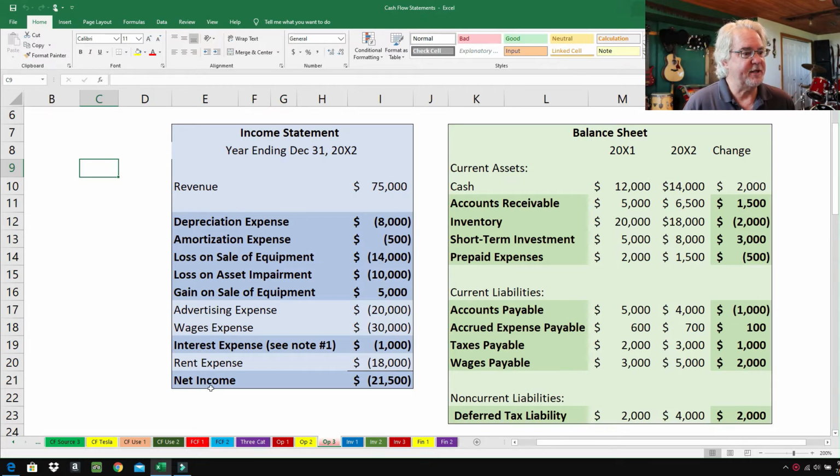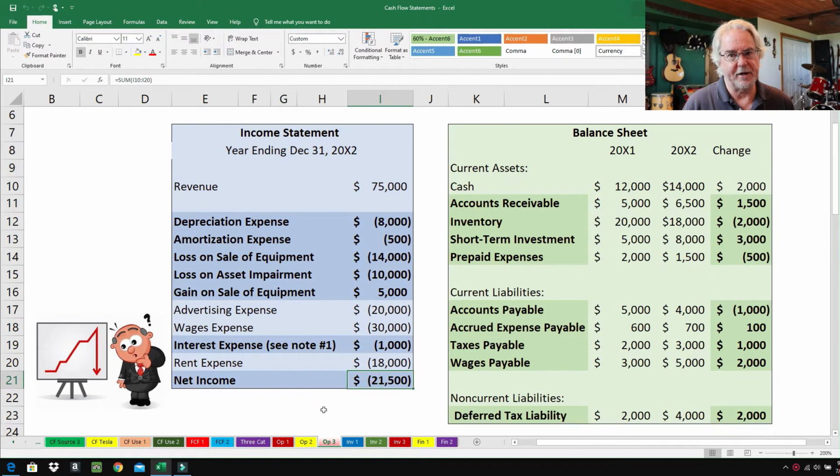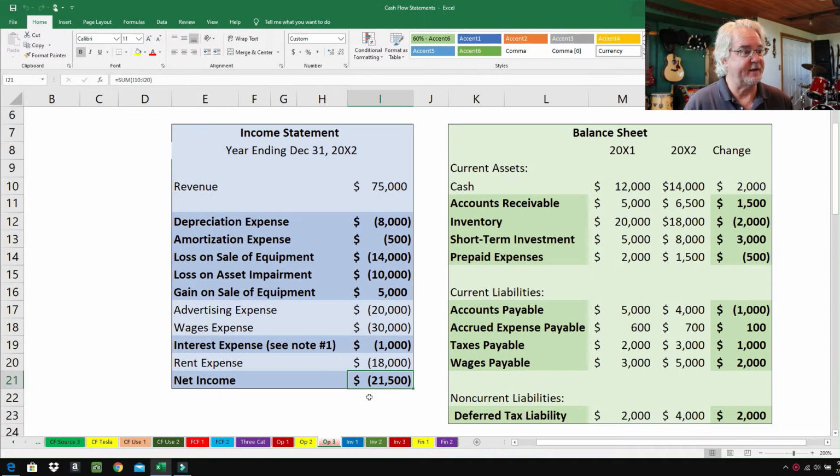So what we'll do is we'll start with net income. It looks like Fred's not doing so well. His net income down here is a negative $21,500, but let's see what the cash flow is saying.